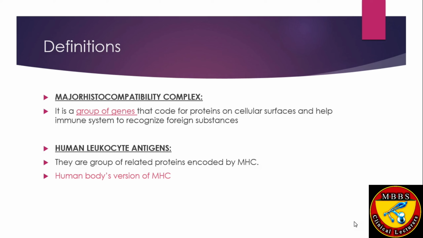Sometimes MHC and HLA are used interchangeably, because when we are talking about the MHC of humans, we are using the term human leukocyte antigens. Sometimes we use MHC more commonly, and sometimes we use HLA, meaning human leukocyte antigen. So in short, you can say that HLA is the human body's version of MHC. The term MHC is used in every vertebrate, from smaller to larger animals, but HLA is an exclusive term for human beings only.